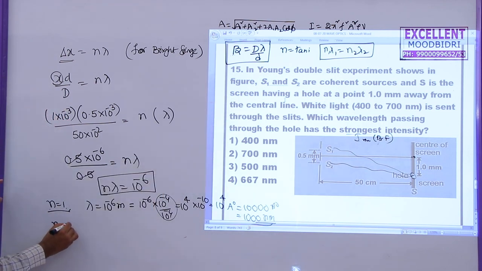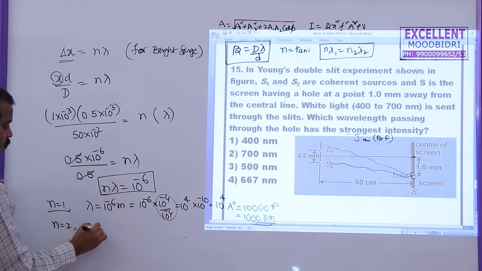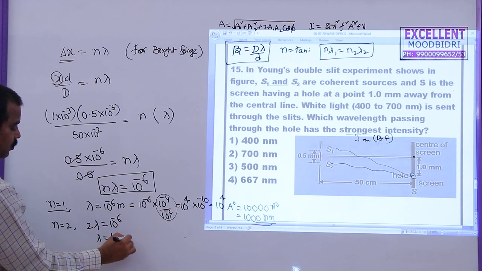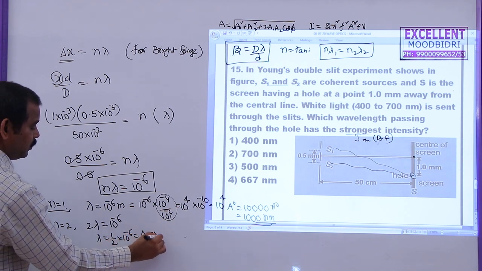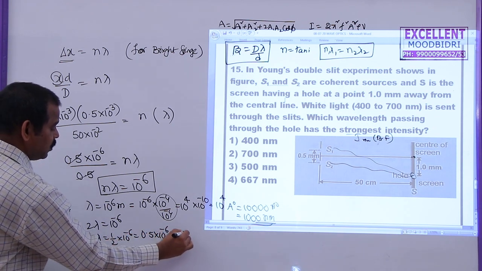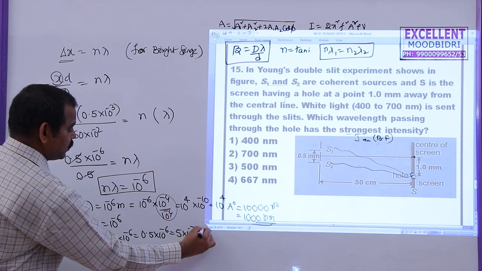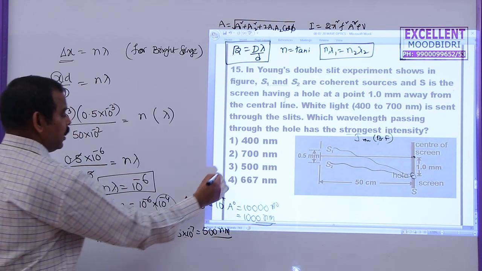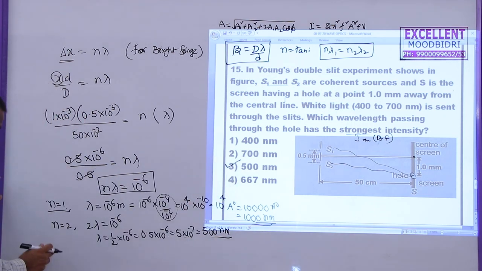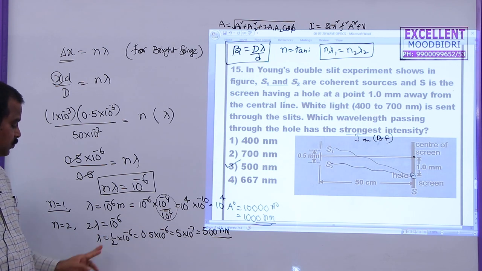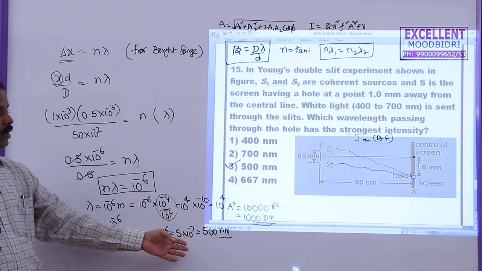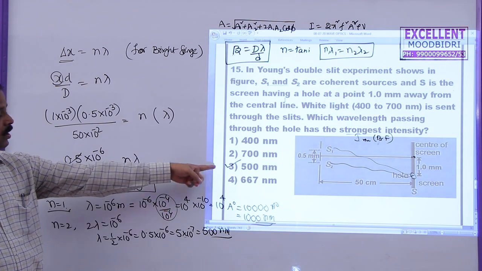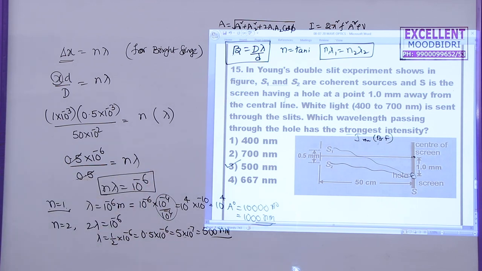Now let us say n is equal to 2, then 2 lambda is equal to 10 power minus 6, lambda is equal to half into 10 power minus 6, 0.5 into 10 power minus 6, 5 into 10 power minus 7. So this is 500 nanometer. So option 2 is correct here, because even if you take n is equal to 3, lambda is 1 by 3, which means 333, but 330 is not there, so option 3 is correct.